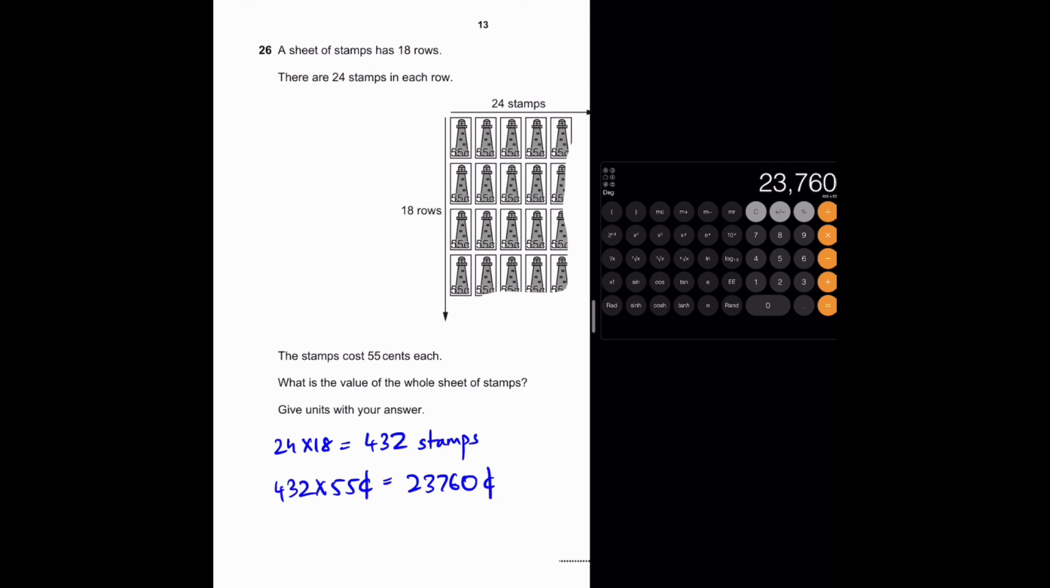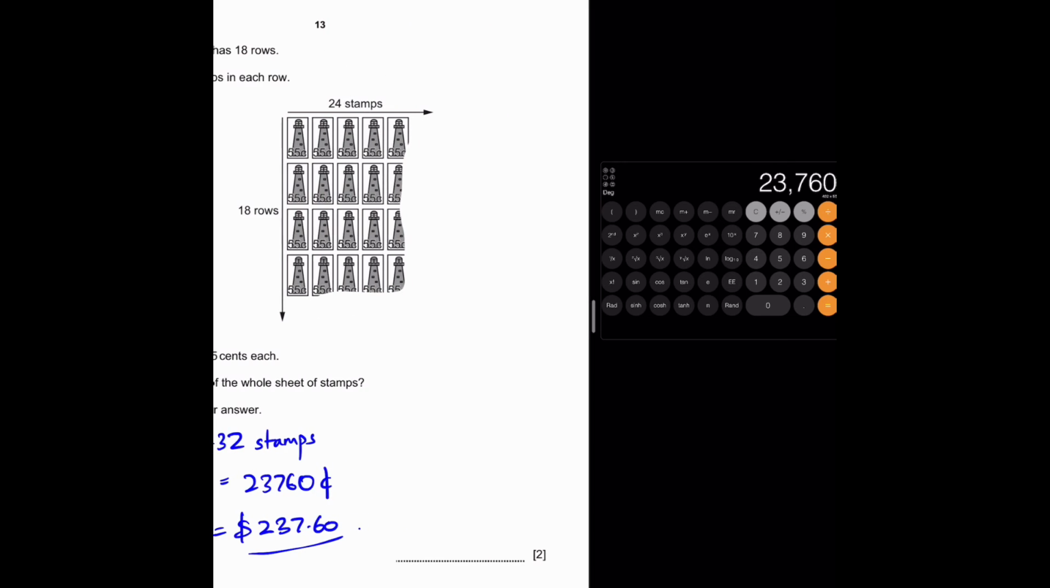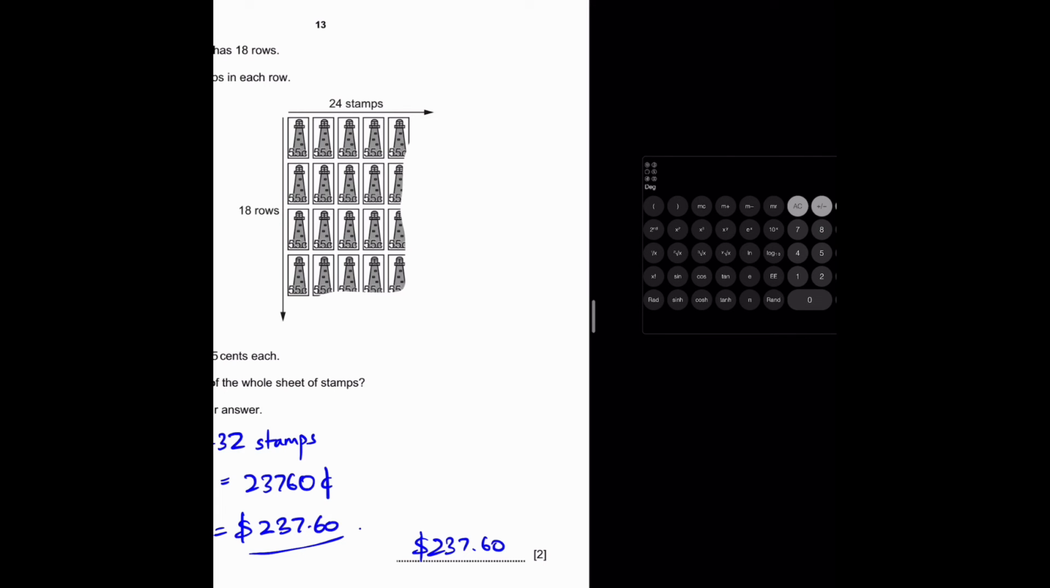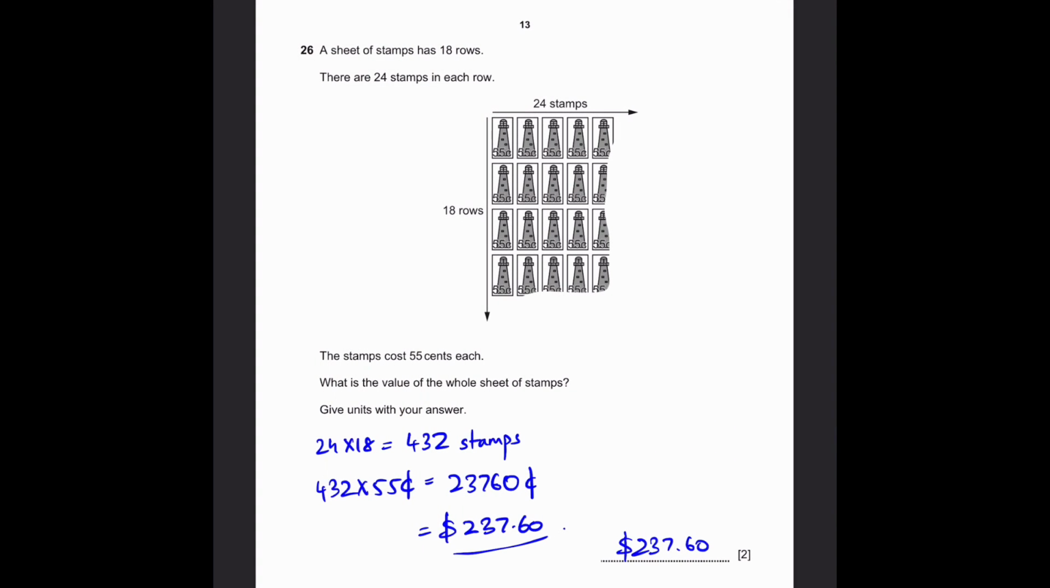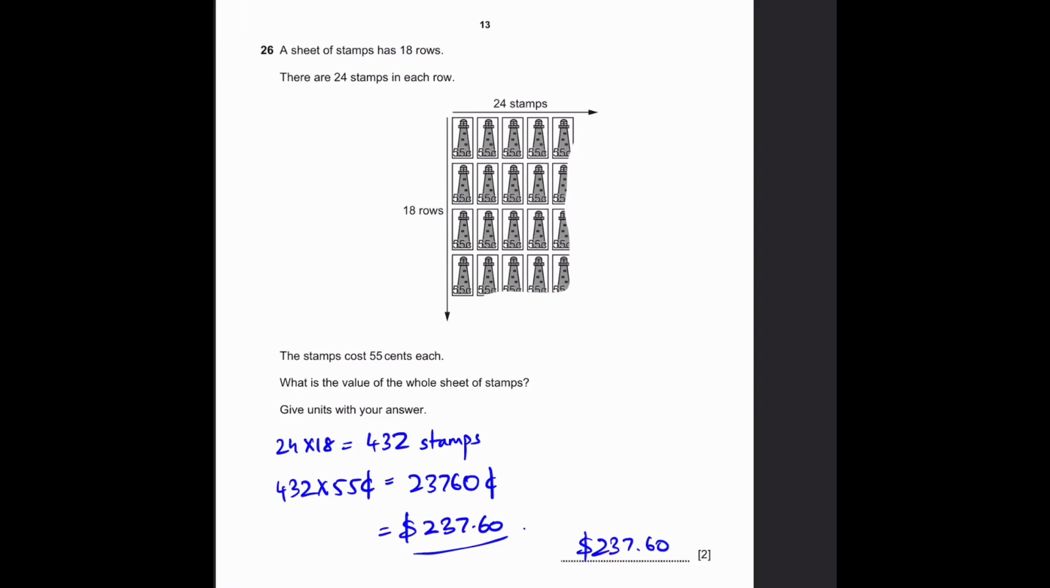23760 cents will be equal to, in dollars, $237.60. So $237.60 is the value of the full sheet of stamps. This full sheet right here. That's the answer.